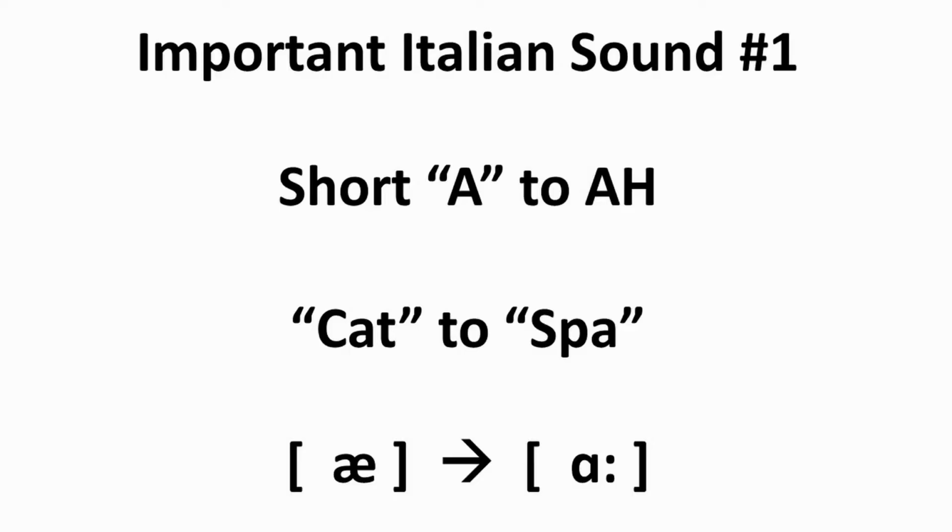But for now, important Italian sound number 1, a to ah. The short ah sound found in American speech on words like can, ham, and pancetta becomes ah, as in spa, in the Italian dialect. To make this change, you're just going to bring the corners of the mouth in and drop the jaw ever so slightly. This means that can, ham, and pancetta become can, ham, pancetta.